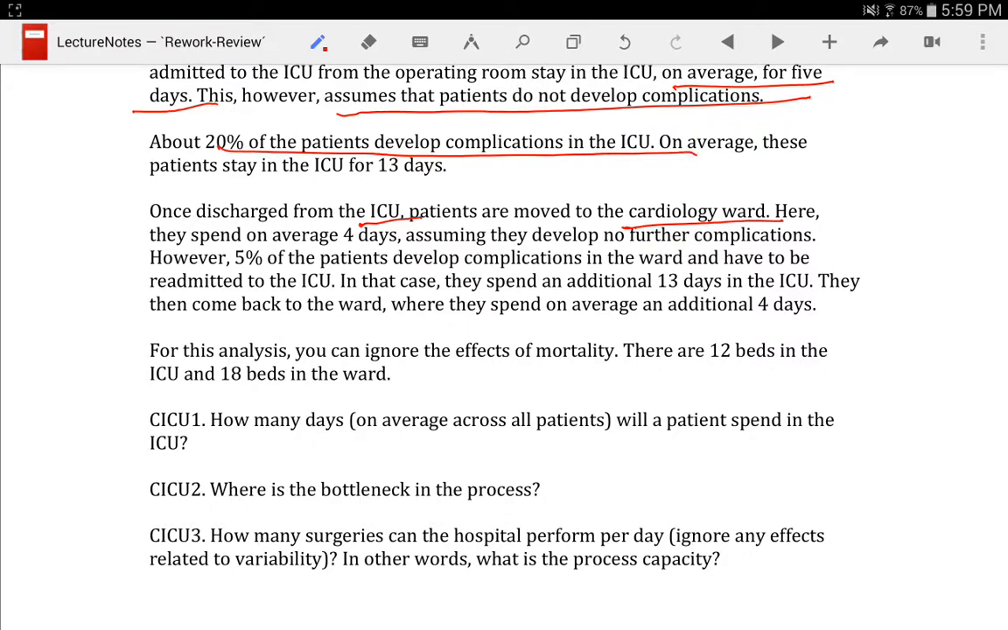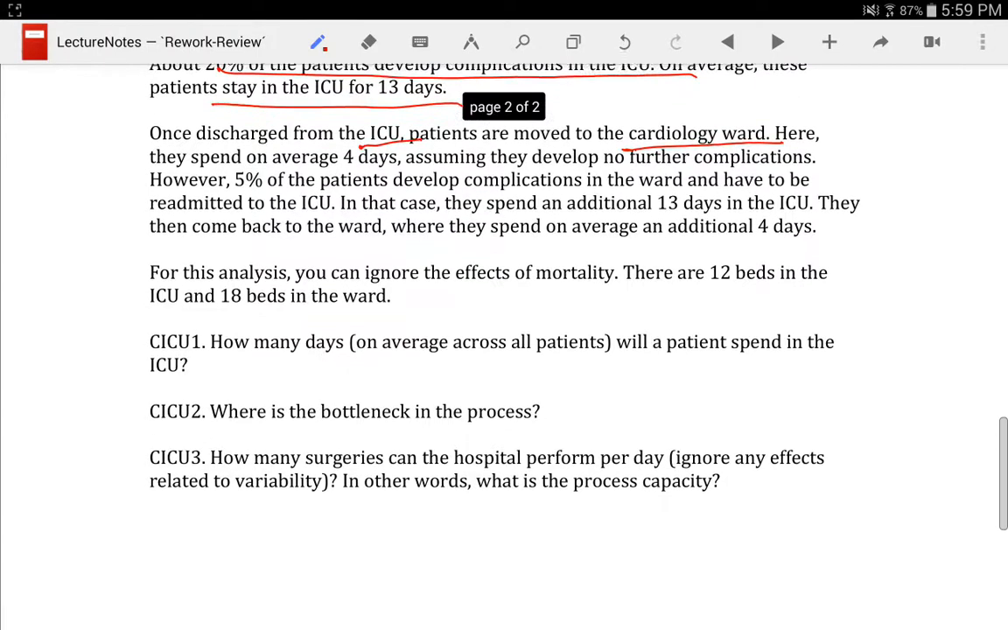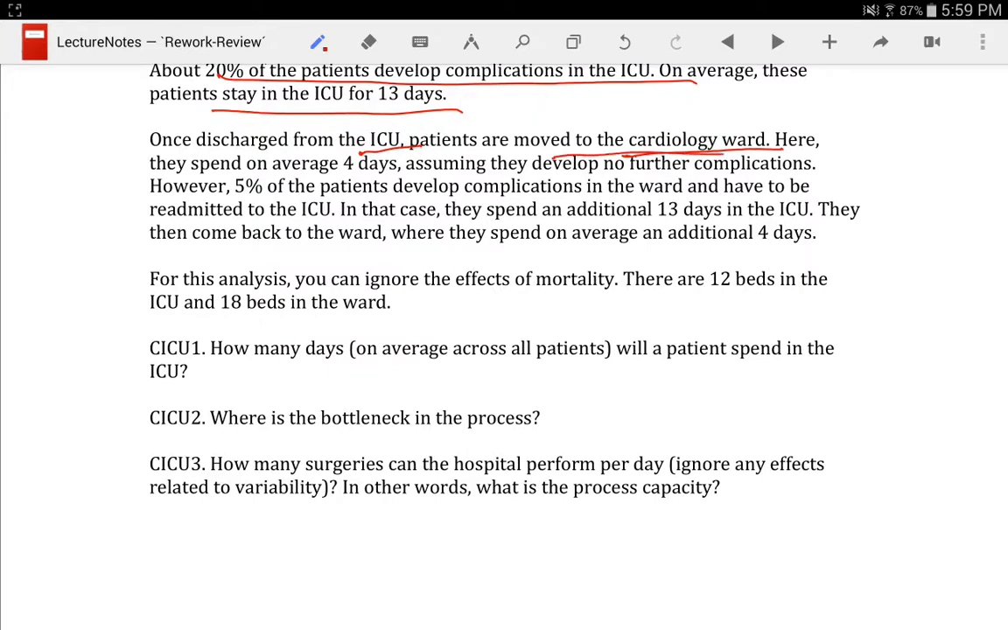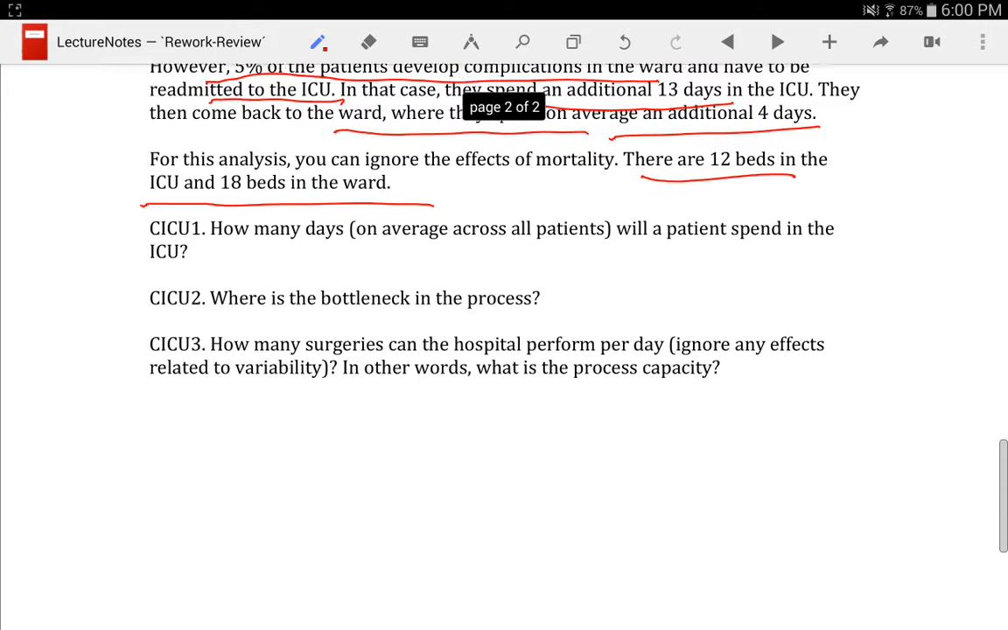20% of the patients develop complications in ICU, and they stay altogether 13 days in the ICU. After they are discharged from ICU, they are moved to the cardiology ward. Here they spend 4 days, assuming no further complications, but 5% of patients develop complications and are readmitted to ICU. And in this, they spend an additional 13 days in the ICU. They come back to the cardiology ward and spend another 13 days. And we'll come back to this: 12 beds in ICU and 18 beds in ward.